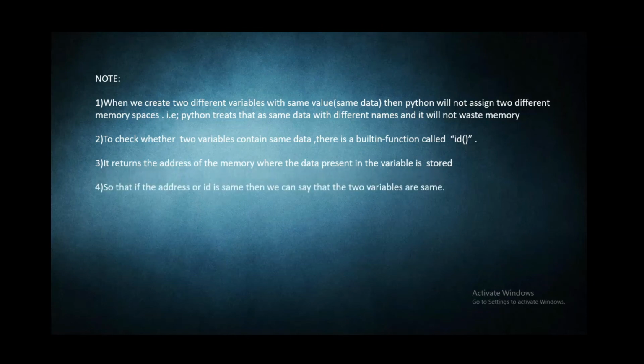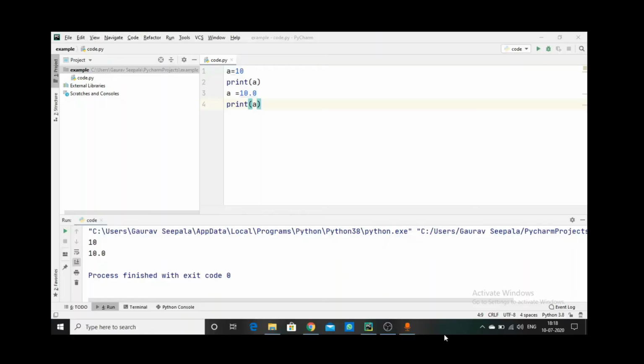Note that the id function just returns the address but does not print the address. In order to print the address, we have to place the id function inside the print function. As id is also a function, we are not supposed to use single quotes or double quotes or triple quotes inside the print function. Let's see how to take an input from the user.